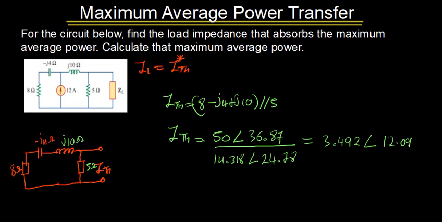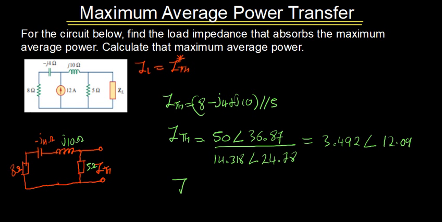So now we have said the load impedance is the complex conjugate of the Thevenin impedance. For us to find that, instead of using the polar form of the Thevenin impedance, it is better to use the rectangular form. So you have to convert that value into rectangular. So that is 3.492 comma 12.09.